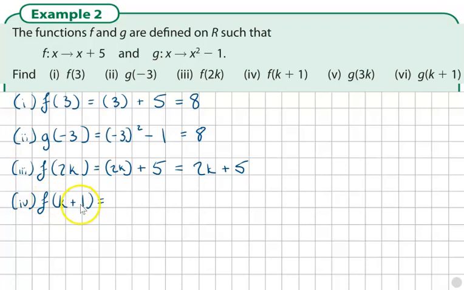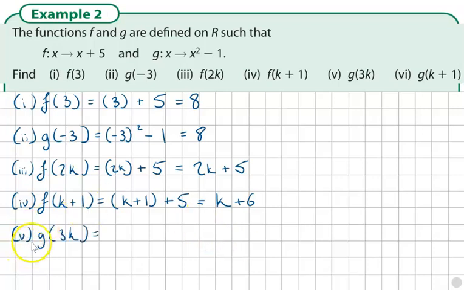Part 4, f of k plus 1. So we go to our function f of x again, we swap the x for brackets, and into the brackets we put k plus 1. And k plus 1 plus 5 is k plus 6. We can't simplify any more than that.